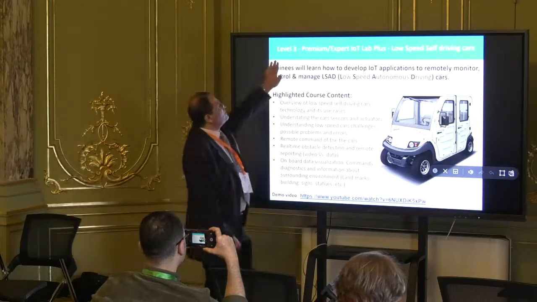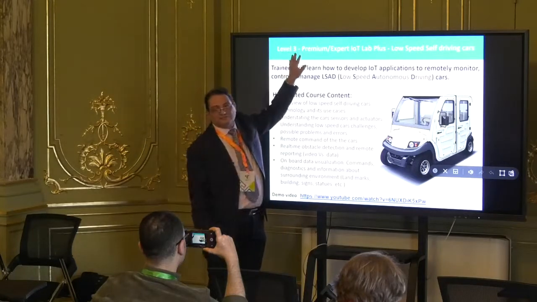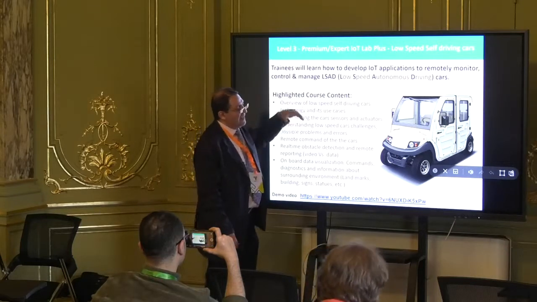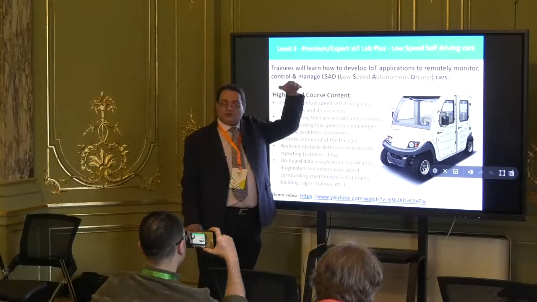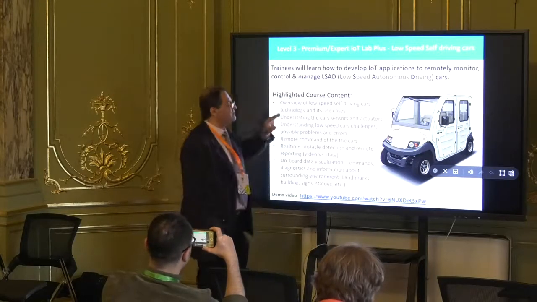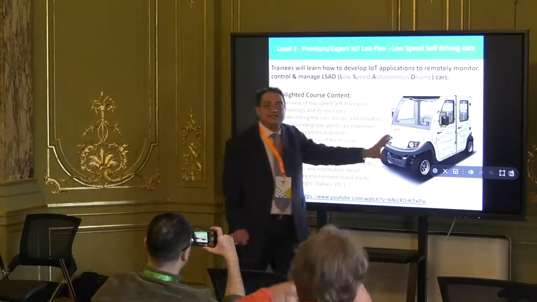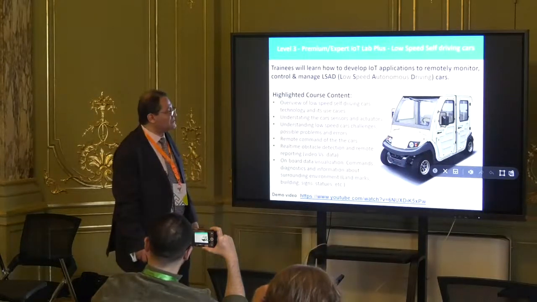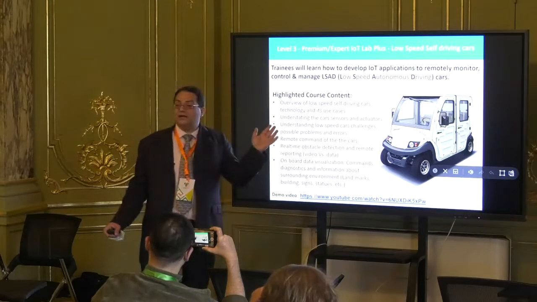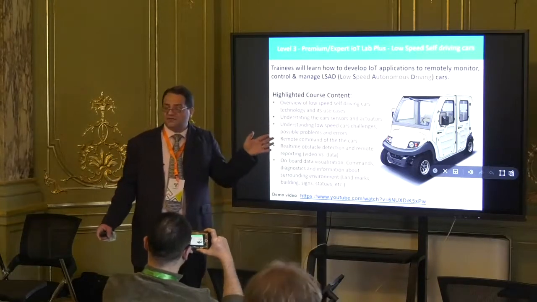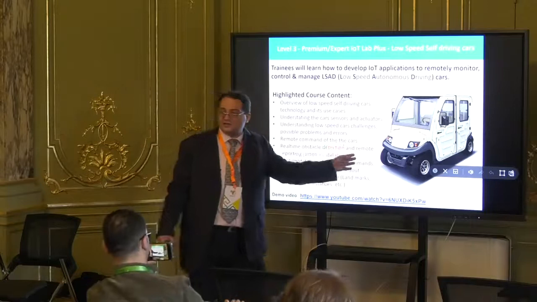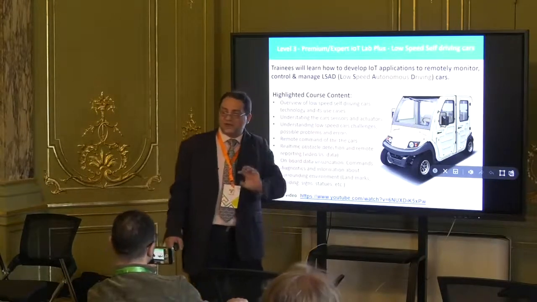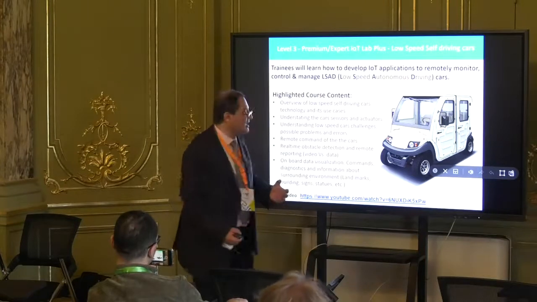Okay, so now let's go to level 3 of the lab. Level 3 of the labs is very specific. It builds on levels 1 and 2 of the labs, but this one is very much focused on self-driving technologies. It is provided with 2 low-speed self-driving vehicles. These are actually golf cars, so it is 2 golf cars that have been modified to become self-driving.